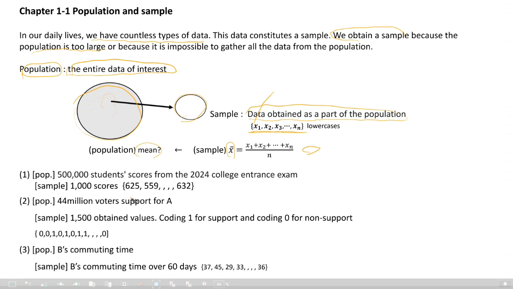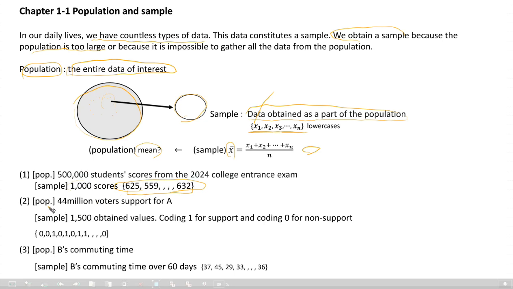Anyway, let's see simple examples. Population: 500,000 students' scores from the 2024 college entrance exam. We do not know the 500,000 students' scores. So we take 1,000 scores as a sample. Say 625, 557, sorry, 559, 632, something like that. There are 10 scores. These are the sample you get.